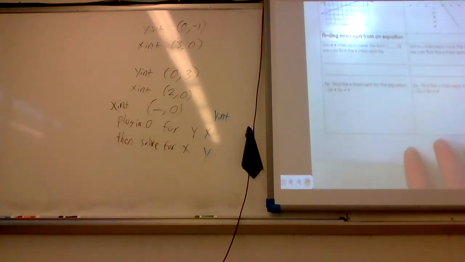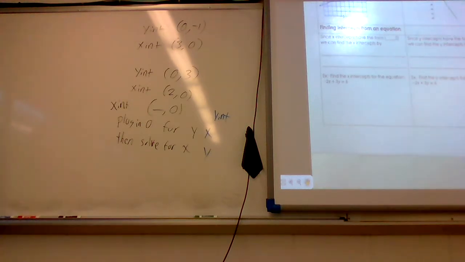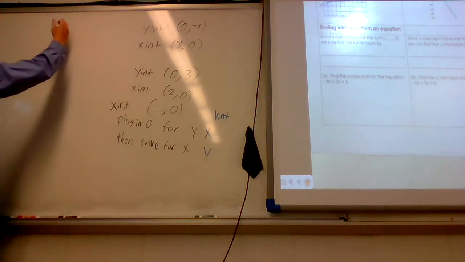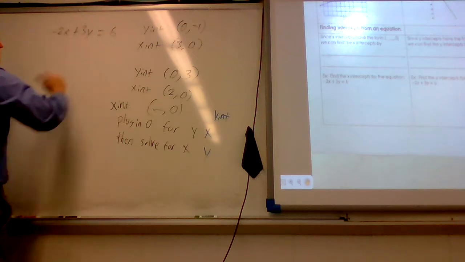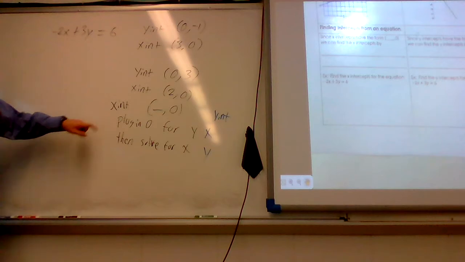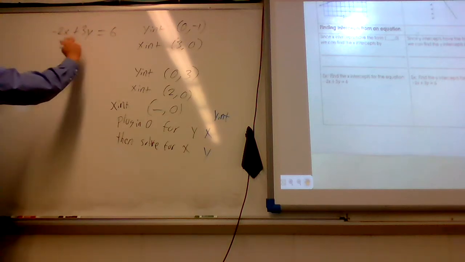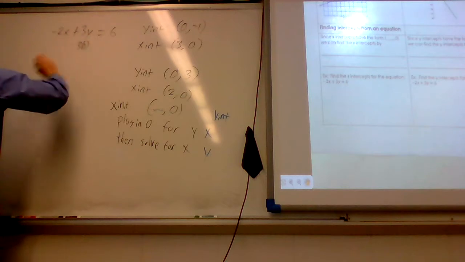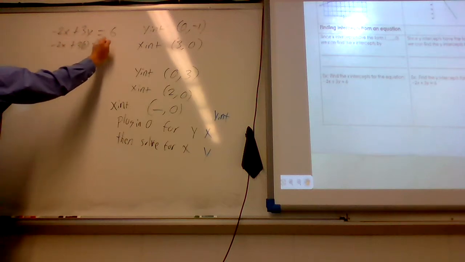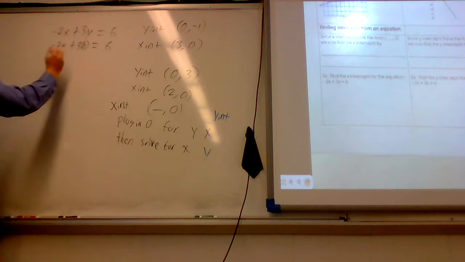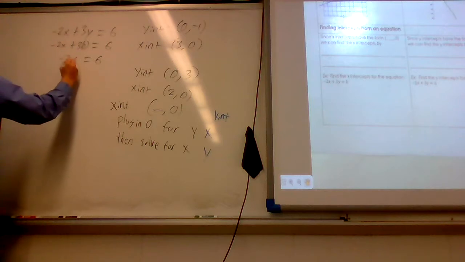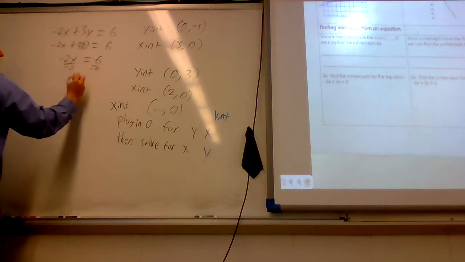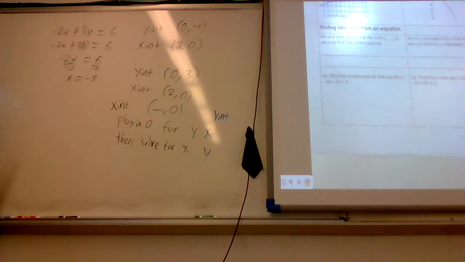So let's do that for these two examples, right? So let's find the x-intercept for the equation. So our equation is -2x plus 3y is equal to 6. So again, x-intercept first, we want to plug in 0 for y. So 3 times 0 is going to give me 0, so we're left with -2x is equal to 6. Divide by -2. X is equal to -3.